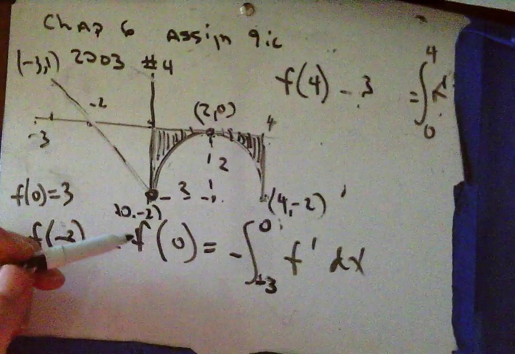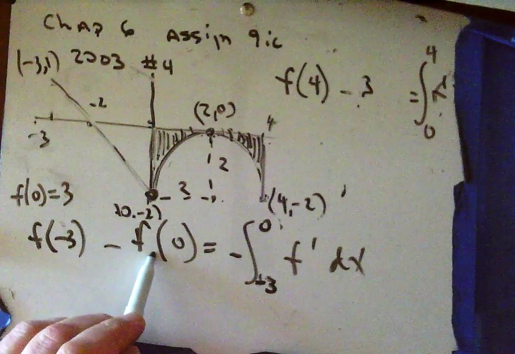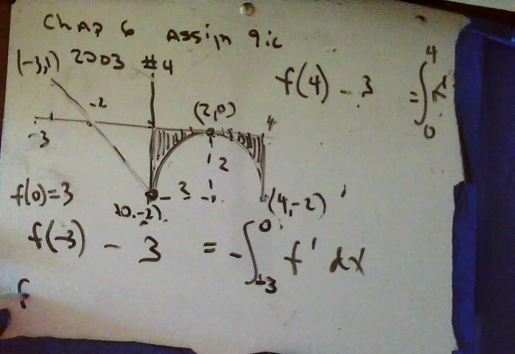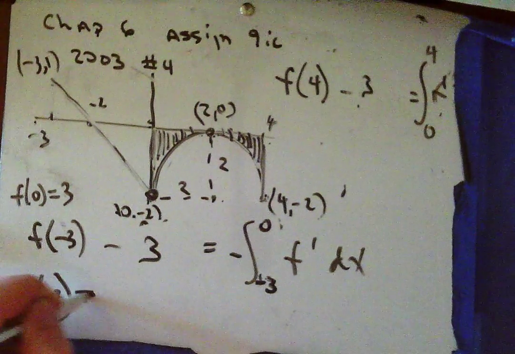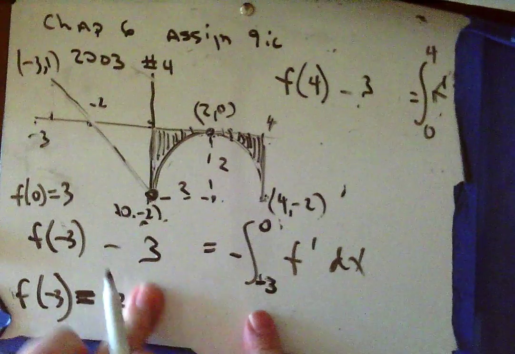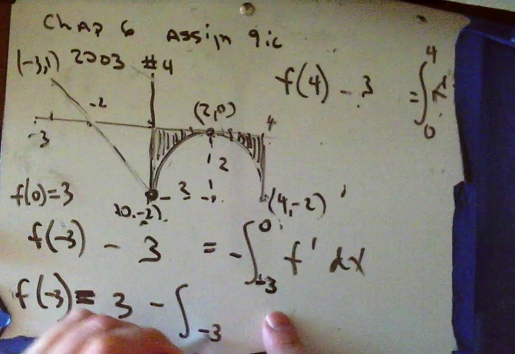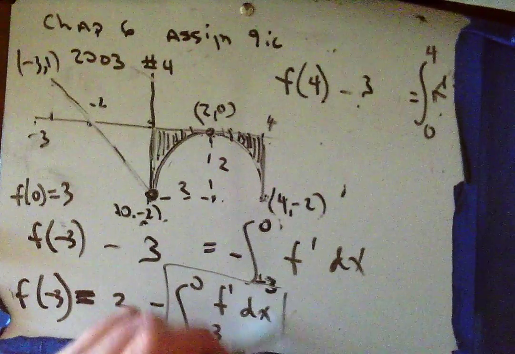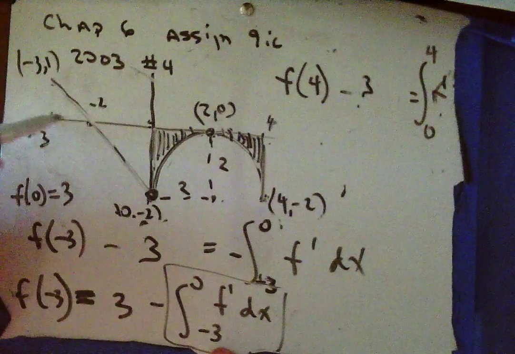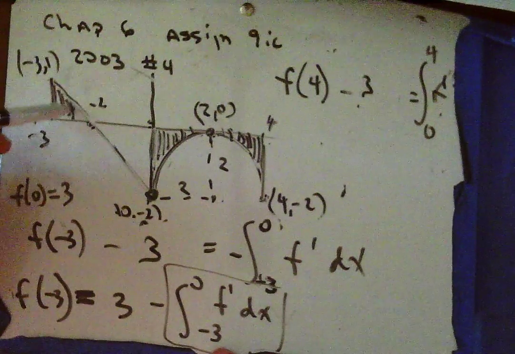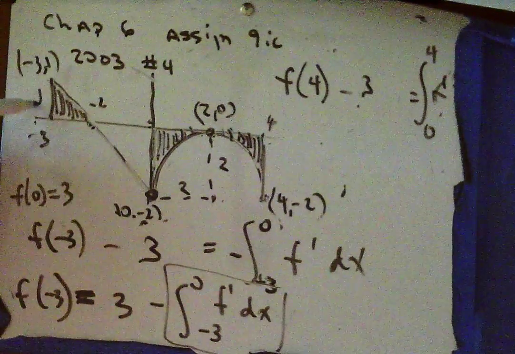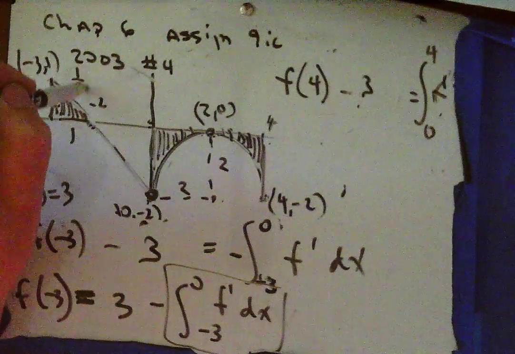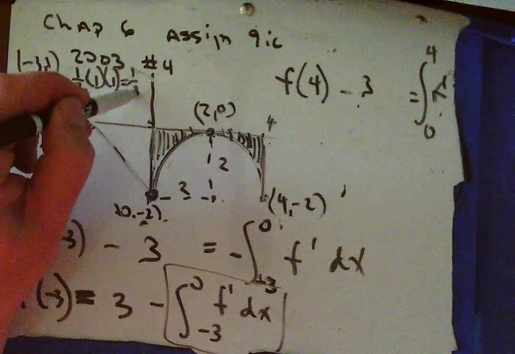All right. So what was f of 0 again? Remember, f of 0 was 3. And again, if I want to find f of -3, I can add 3 to this integral. Oh, it's minus the integral from -3 to 0 of f prime dx. Okay, well, let's do this part now. If I integrate from -3 to -2, I'm going to have this triangle. At -3, I have a y value of 1, and this distance is 1. And so I know that this area is 1/2 times 1 times 1, or 1/2.